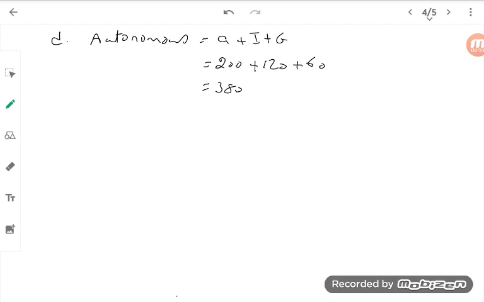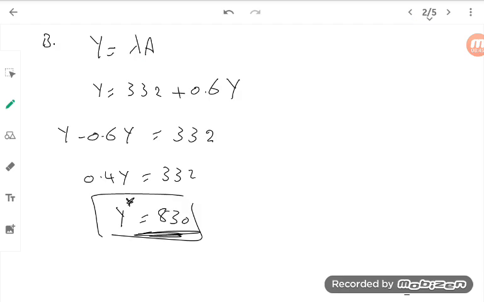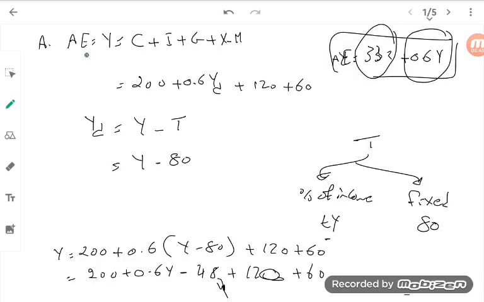But we have to deduct taxes as it's a lump sum tax that does not depend on income. So this is going to be minus 0.6 multiplied by T, which is 48. So it is 332. We can find it right like that, or from the aggregate expenditure equation, this is autonomous expenditure.